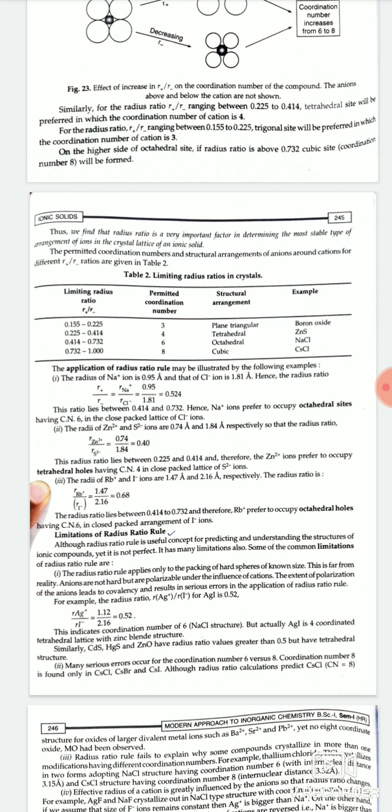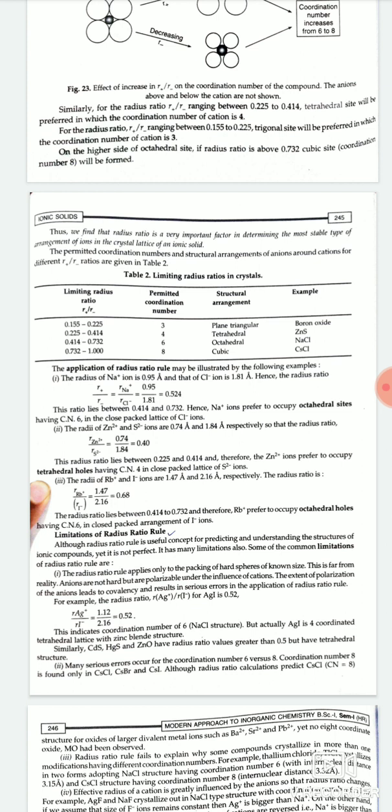ions. Second, the radii of Zn2+ and S2- ions are 0.74 angstrom and 1.84 angstrom respectively, so that the radius ratio r(Zn2+)/r(S2-) is equal to 0.74 divided by 1.84, which is equal to 0.40. This radius ratio lies between 0.225 and 0.414 and therefore the Zn2+ ions prefer to occupy tetrahedral holes having coordination number 4 in the close packed lattice of S2- ions.